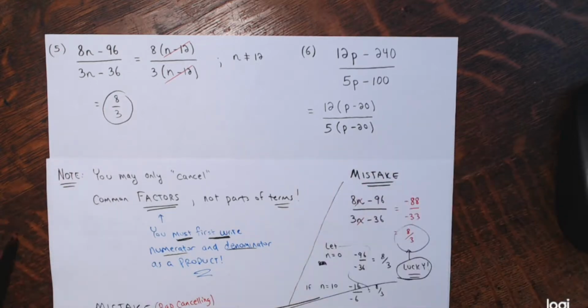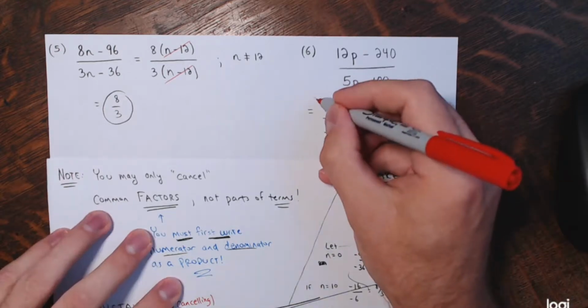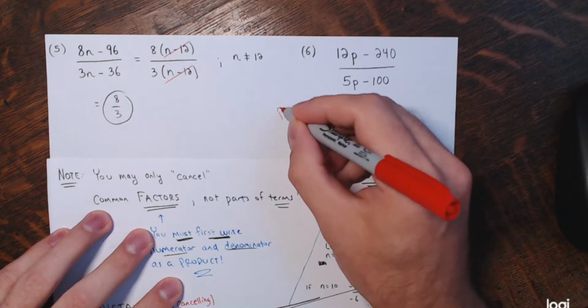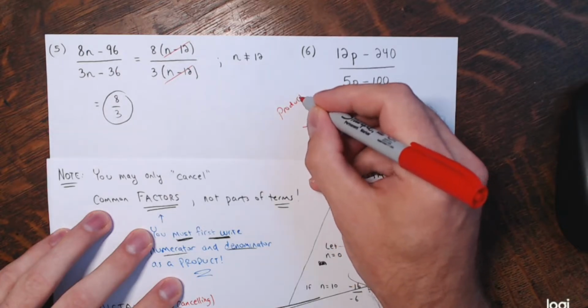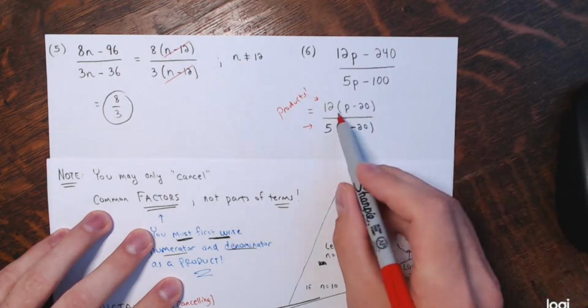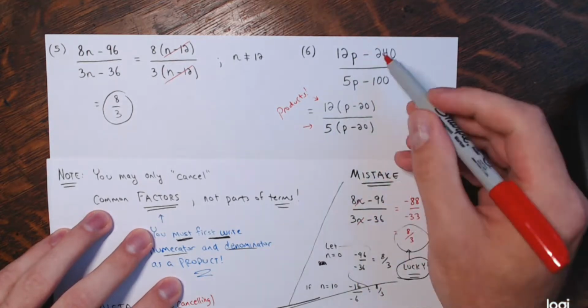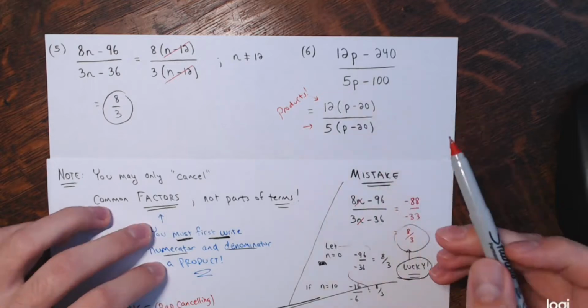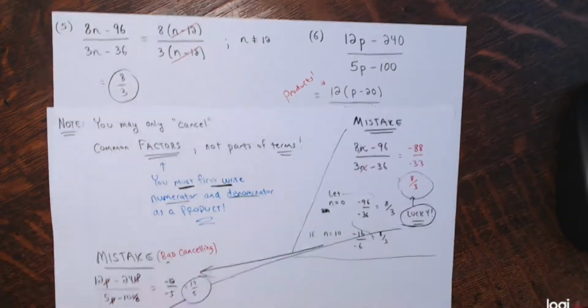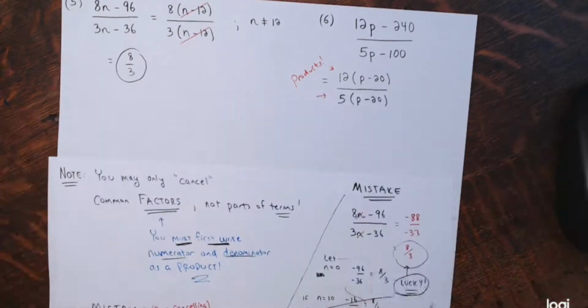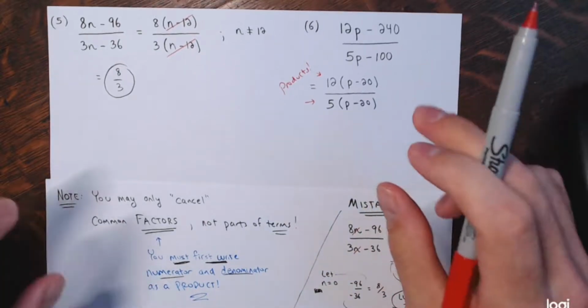And now, right, now the numerator and denominator are written as products. Right, these are products, which is what you should be doing first. Right, don't just cancel stuff when there's addition and subtraction, right? You have to rewrite things as products. You won't always get lucky like I did in those mistake sections I was writing.